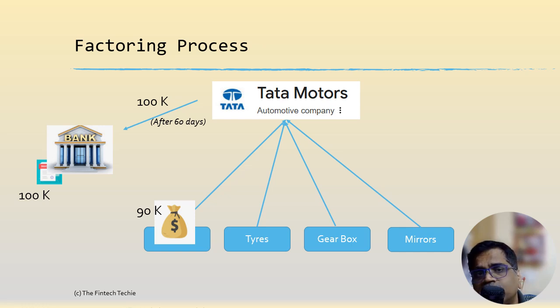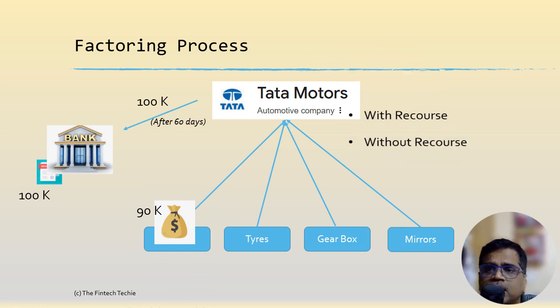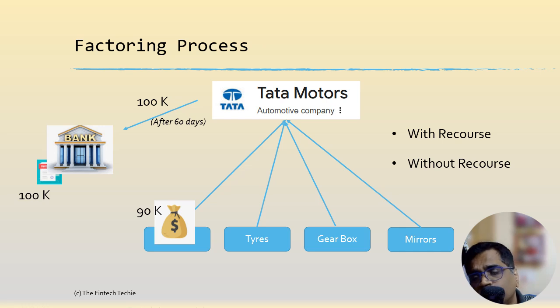Now, to be noted here that there are two kinds of flavors here. One is with recourse and the other is without recourse.